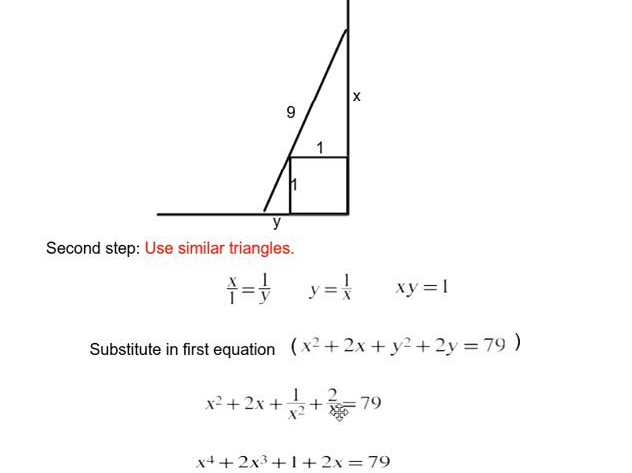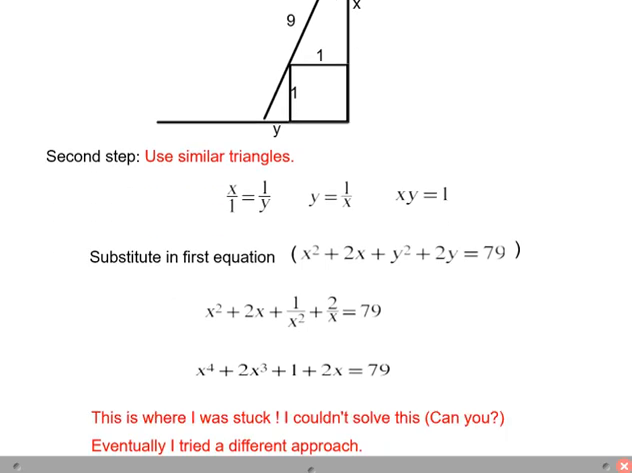Now, if we multiply through by x squared, we get x to the fourth plus 2x cubed plus 1 plus 2x equals 79. That's where I got stuck. I couldn't solve this. Maybe you can, I couldn't anyway. So I had to try a different approach.